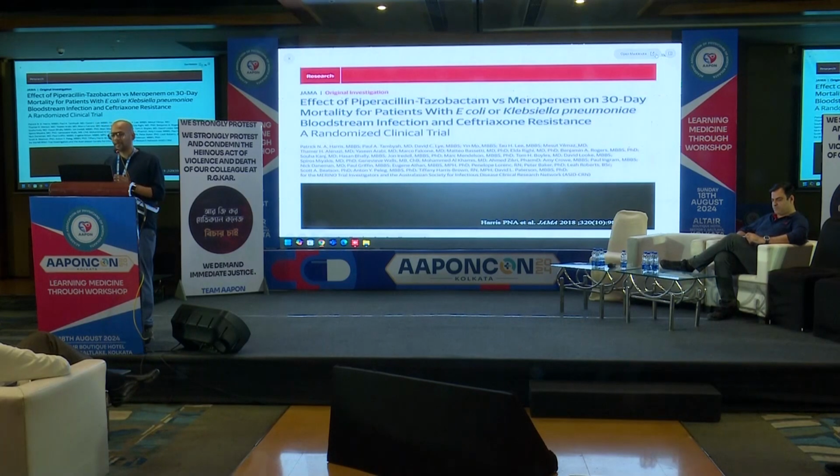So there is the MERINO trial that was published, this is long back, but the data still holds true. Basically, in a patient with E. coli or Klebsiella, if you have susceptibility to piperacillin tazobactam and meropenem both, the mortality with piperacillin tazobactam was higher. Basically, this is what we call the ESBL type of organisms. There, piperacillin tazobactam is associated with higher mortality. So in this case, even if piperacillin tazobactam was susceptible, the chances of susceptibility are anyways lower. Even if it was susceptible, meropenem would be a better option.